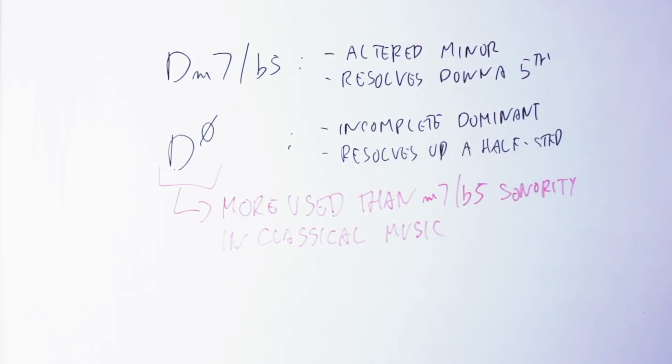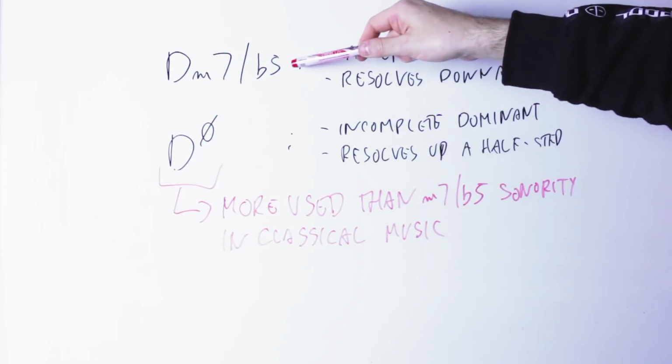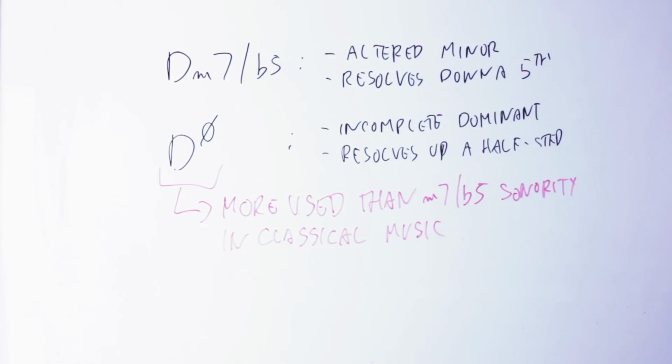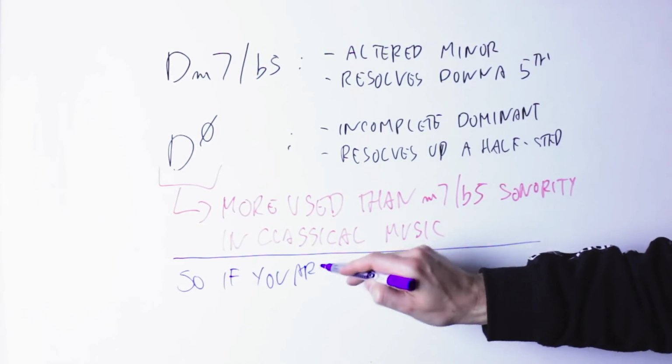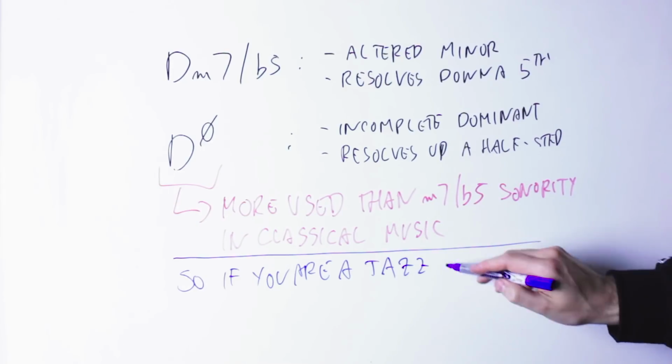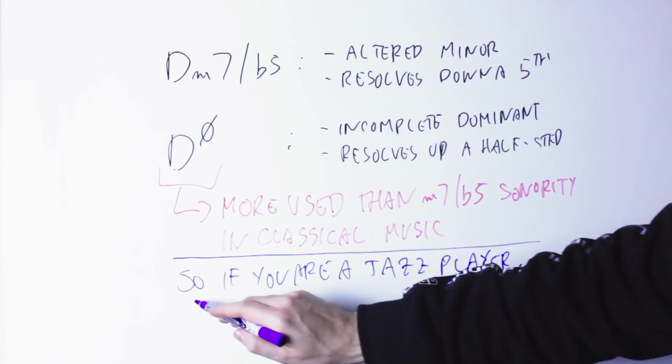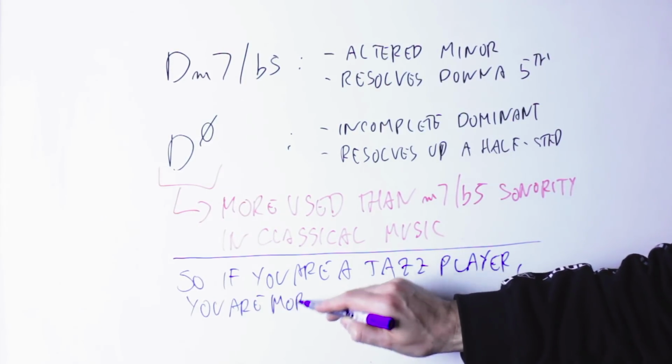In jazz, instead, we use mostly minor 7 flat 5 chords, and only rarely do we use half-diminished chords, because in that style, in jazz, those chords function differently, and again, statistically speaking, we use many more minor 7 flat 5 chords than half-diminished chords, meaning that we resolve them a fifth down, not a half step up.